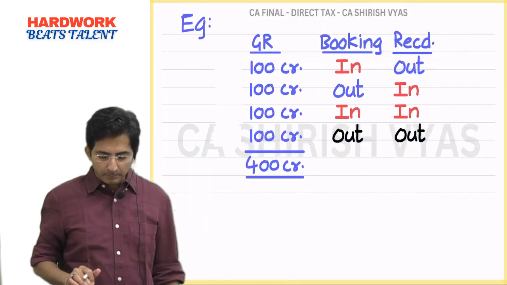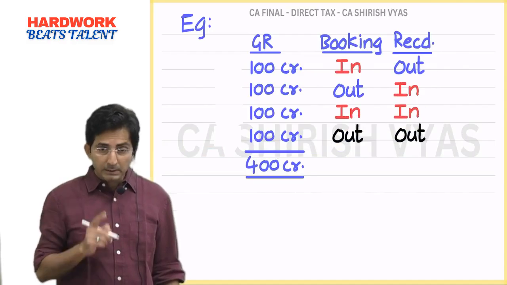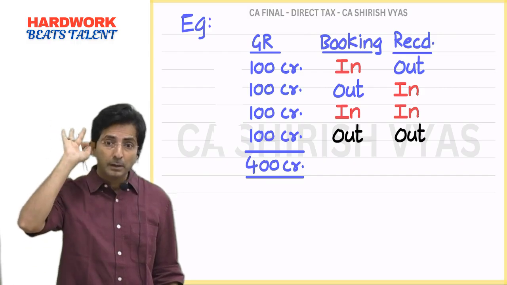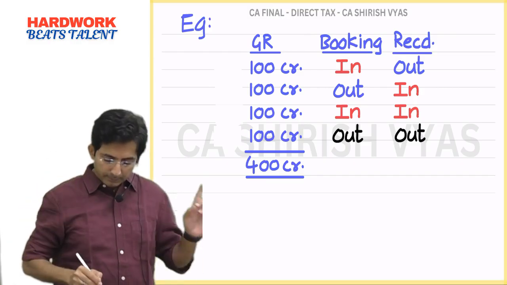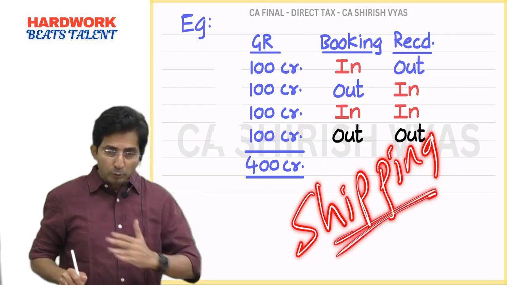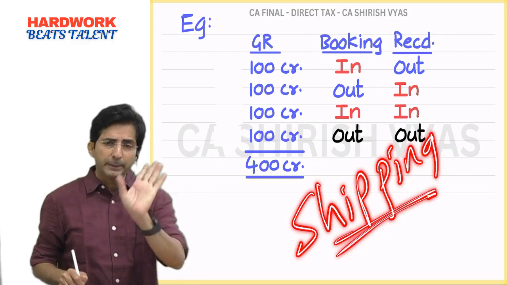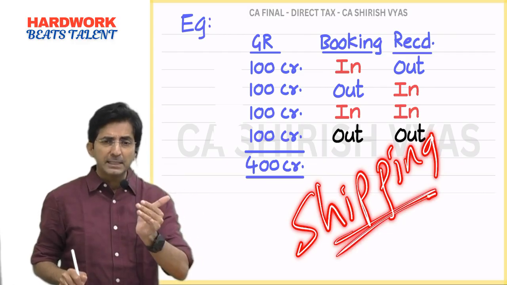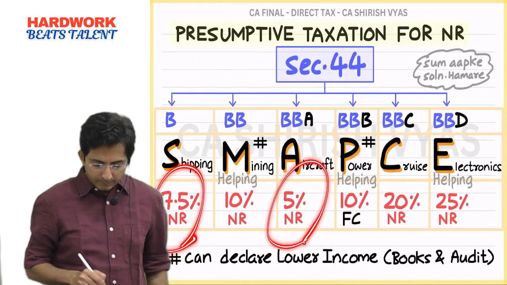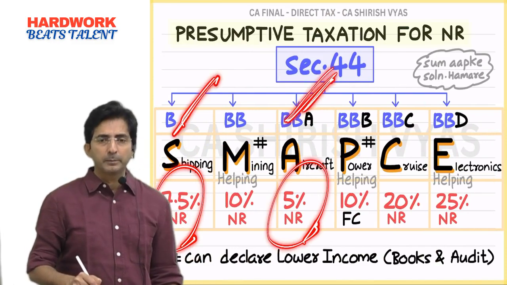Try this example. This example has come in exam already twice, thrice, I don't know how many times. Multiple times it has come. This is a question on shipping business. If you travel through the past papers, you will see many times that shipping business questions have been repeatedly asked. And a few times they have asked on airline business. Remember, for shipping business 7.5% and airline 5%. These two questions have repeatedly come in past papers.